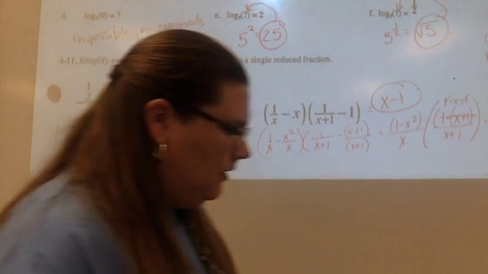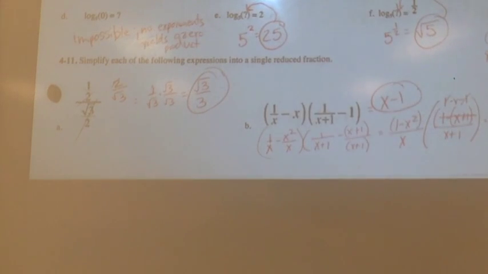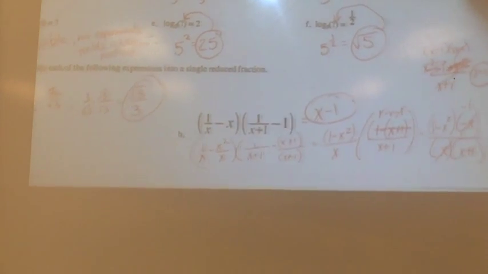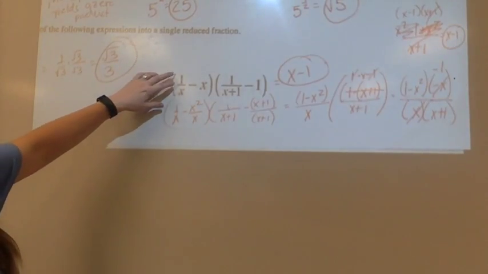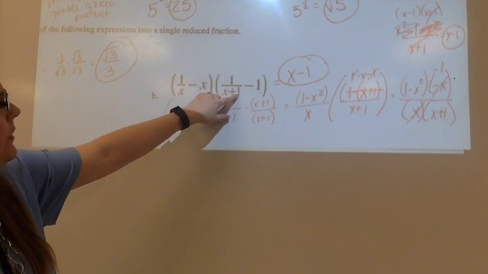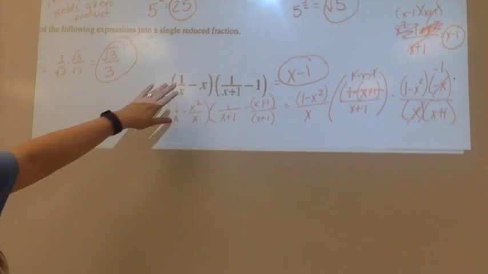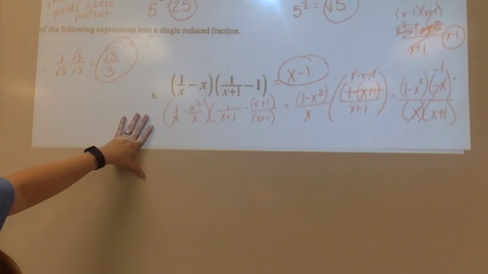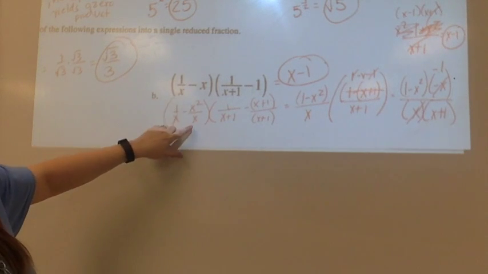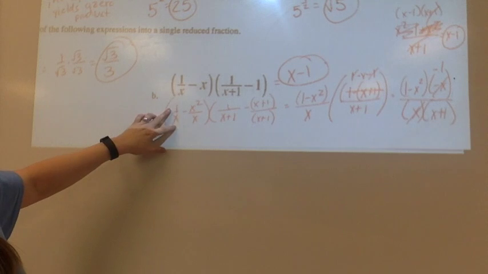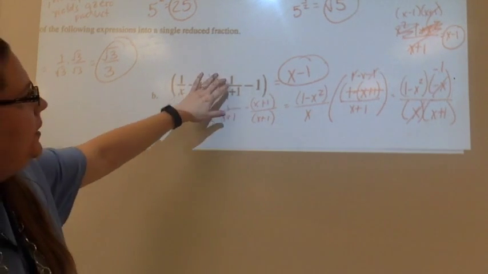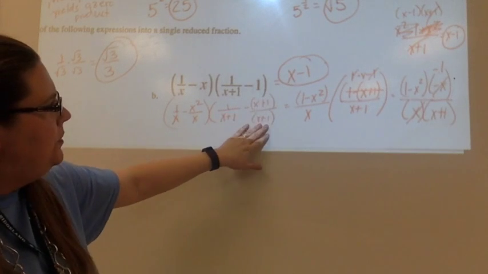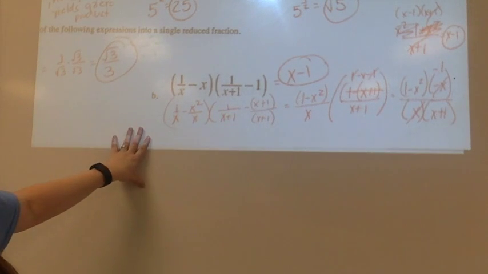B is a little bit more complex. Okay, it's a lot more complex. So looking at B here, we have 1 over x minus x times 1 over x plus 1 minus x. So I started out by taking each portion here and finding a common denominator. So finding a common denominator of x here gives me 1 over x minus x squared over x. And finding a common denominator here gives me 1 over x plus 1 minus x plus 1 over x plus 1. So then I simplified from there.